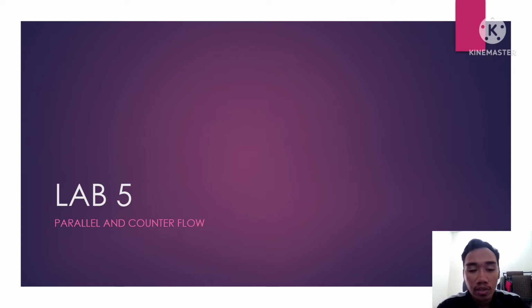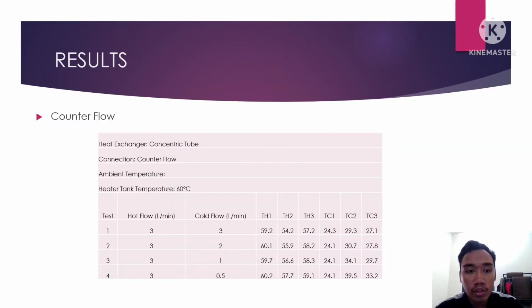My name is RAHMAN. Today, me and my group members will be presenting the report for lab 5, which is parallel and counter flow. So firstly, we will look into the result. For this lab, we have done both counter flow configuration and parallel flow configuration. The heat exchanger that we use is a concentric tube heat exchanger, and this is the table of results for the counter flow configuration. The heater tank temperature is set to 60 degrees Celsius.